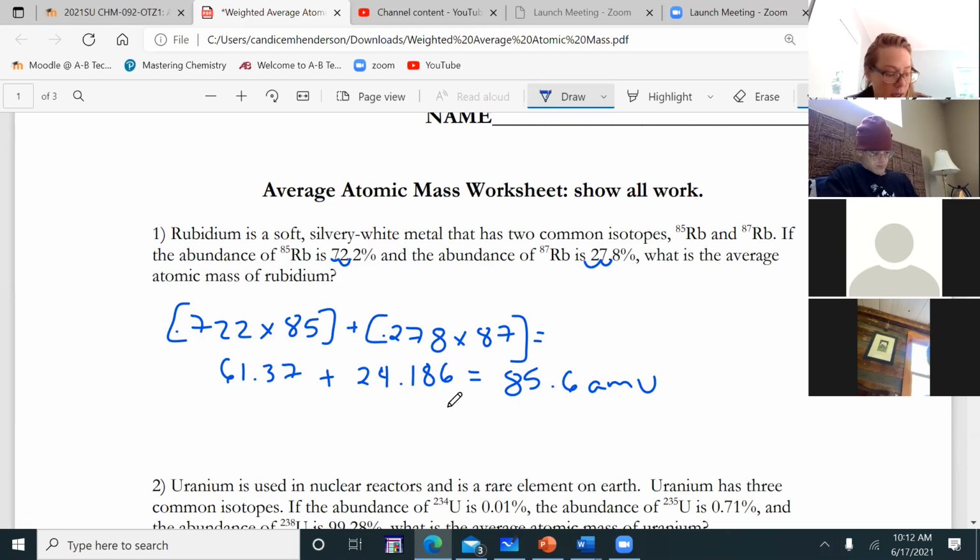You can check it on the periodic chart. Mine on the periodic chart is 85.46. Let me make sure I did that right, 0.722 times 85. Yeah, it's just rounded a little heavy with the masses. So that's how you do that.